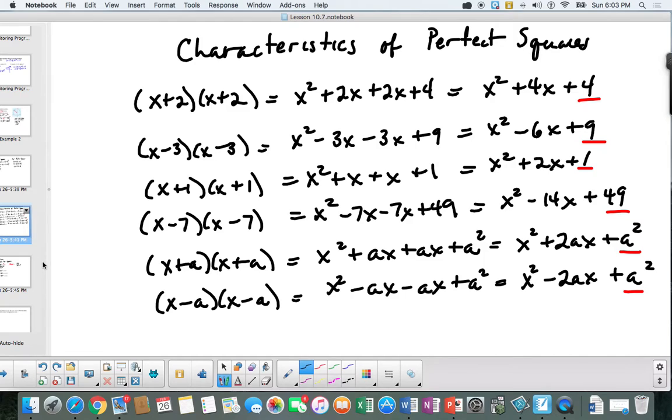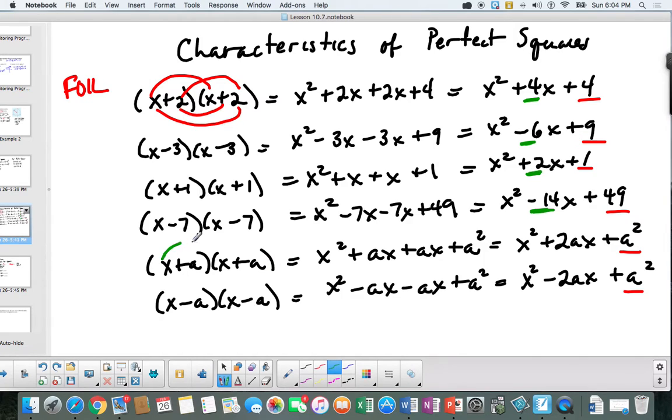Okay, let's take a look at the characteristics of a perfect square. I'm going to use FOIL, and I'm going to multiply out perfect squares. The first term, the outer, the inner, and then the last term. So I've done this in each case, and then I have simplified. I want you to notice the last term, which is 4, and notice the middle term coefficient. Last term, middle coefficient. Last term, middle coefficient. Last term, middle coefficient. Now I put a in here instead of a number.